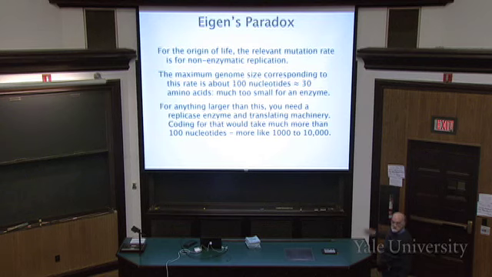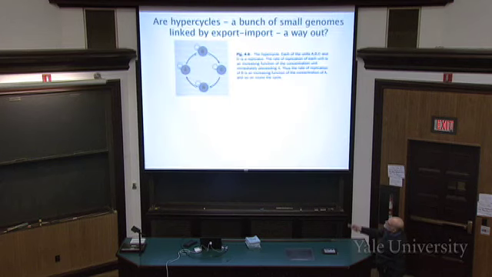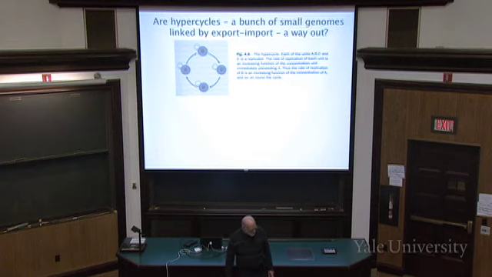It takes more like 1,000 to 10,000 nucleotides to construct any of the things that we know of now that can do that. And so you can't get enzymes without a big genome, and you can't get a big genome without enzymes. It's a catch-22. Where are you going to go? So Eigen tried to cook up a way out of this, and he called it hypercycles. And the word hyper immediately makes you think of something that's almost quasi-metaphysical.